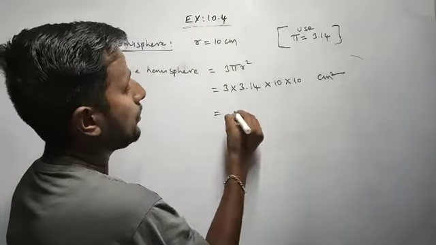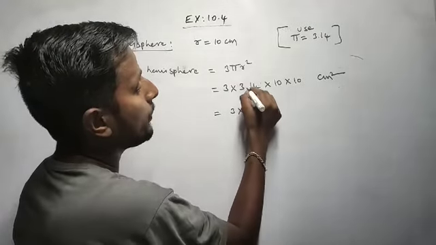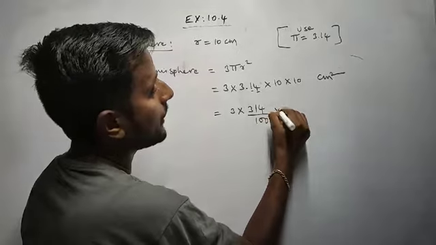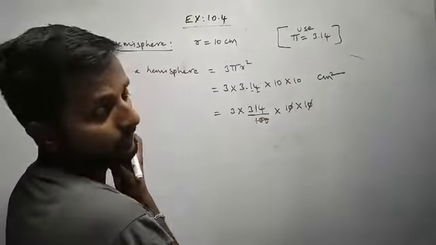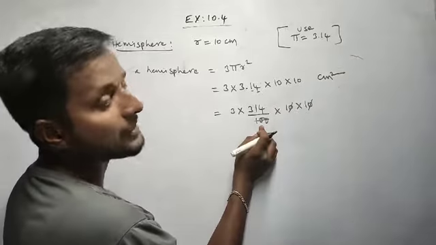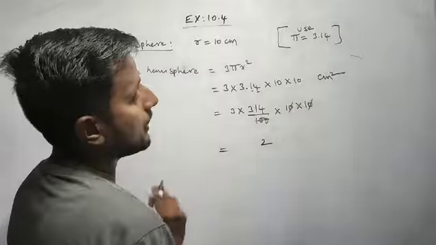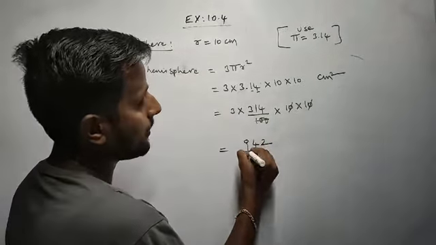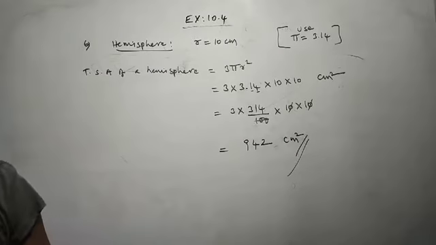Okay, so we'll simplify it. 3 into 314. If you remove the decimal, after the decimal there are 2 digits, so we'll get 2 zeros, 100. 10 into 10, so 100. 10 tens are 100, get cancelled by 100. So multiply directly. 4 3s are 12, 1 carry. 3 1s are 3 plus 1, 4. 3 3s are 9. 942 centimeter square. So that is the surface area of a hemisphere.